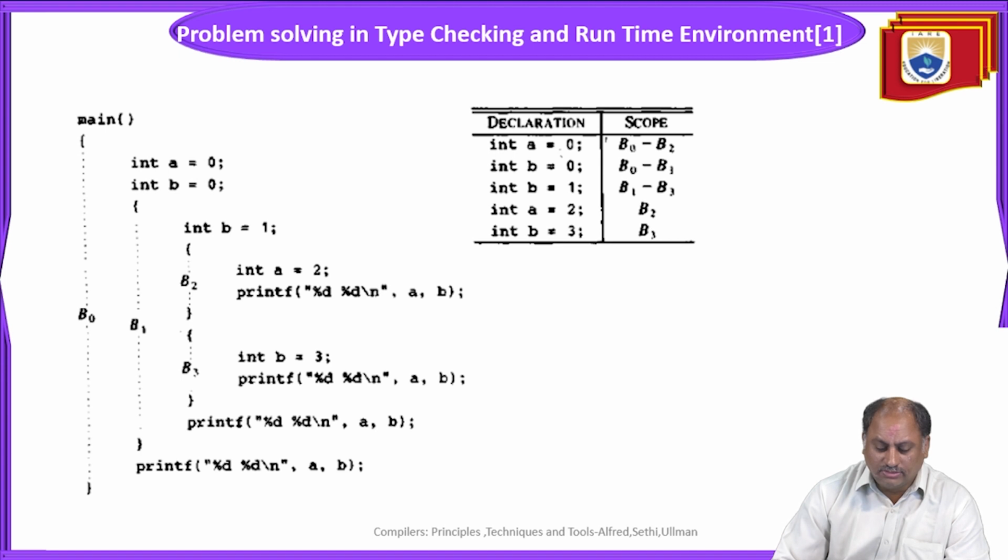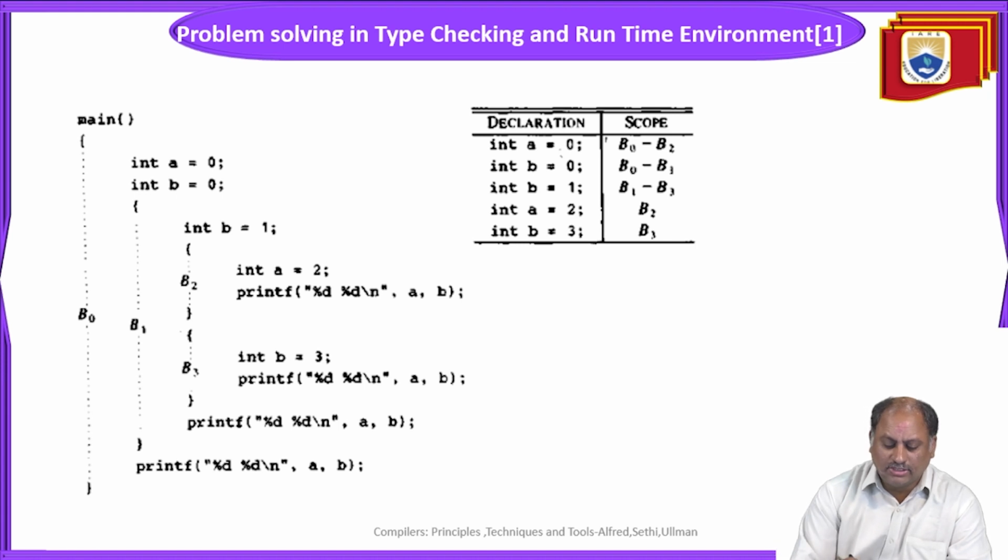Now in this problem solving of type checking, sometimes the declarations may also go in and out of the bounds. So that is also to be verified clearly. In this, what is the scope of the variable? In this example, what is the scope of the variable that is defined inside the blocks?